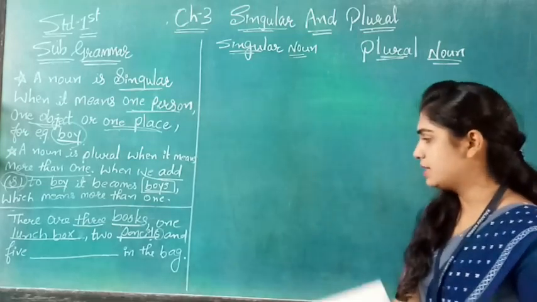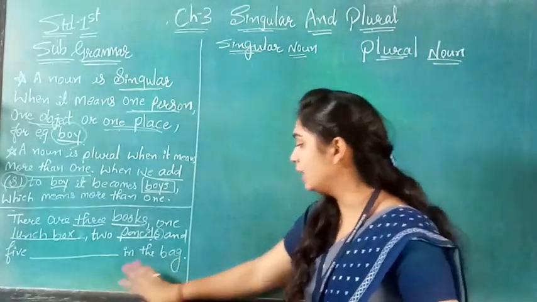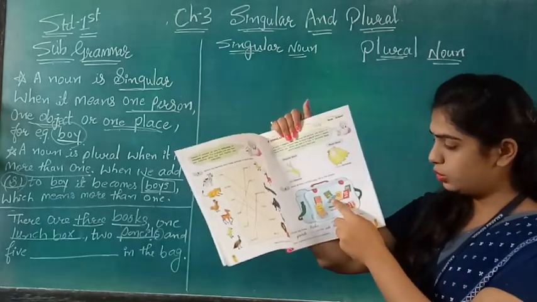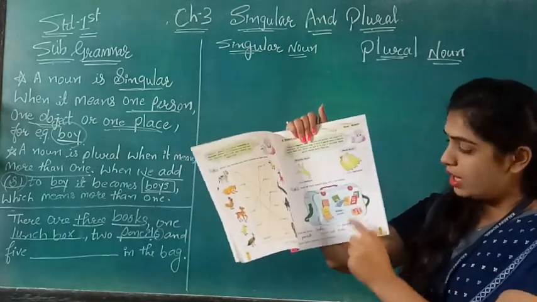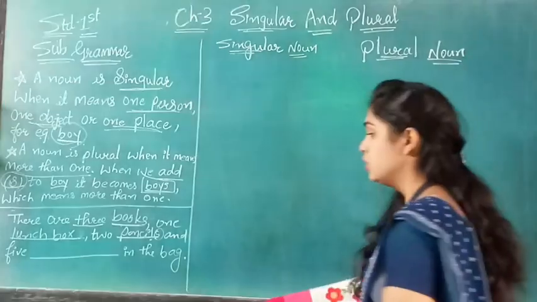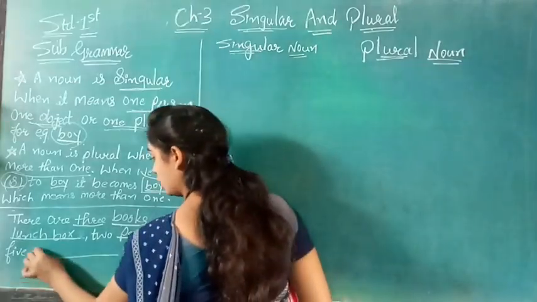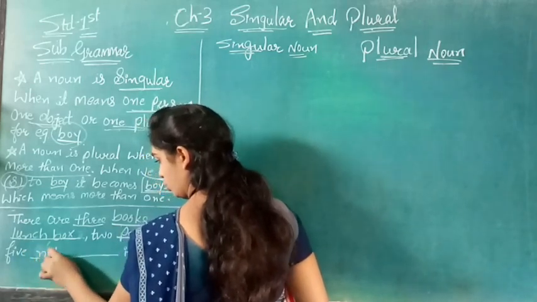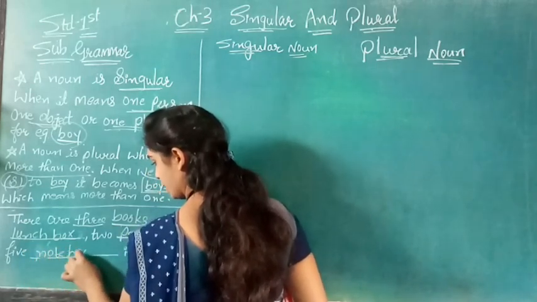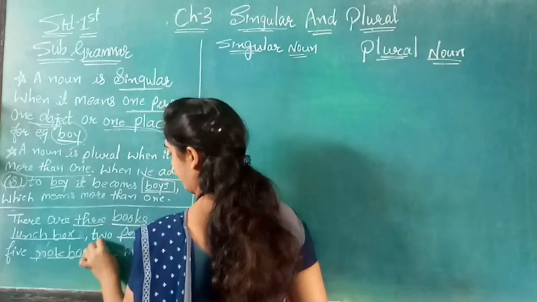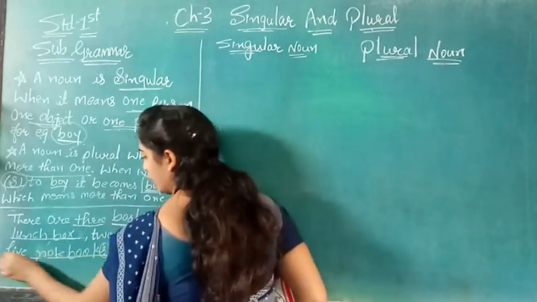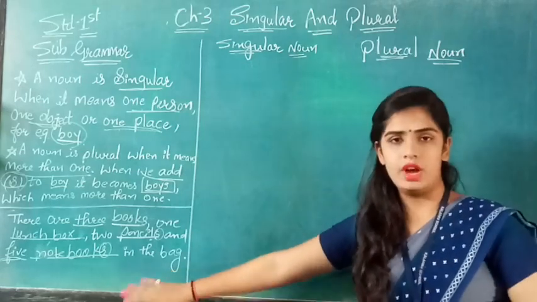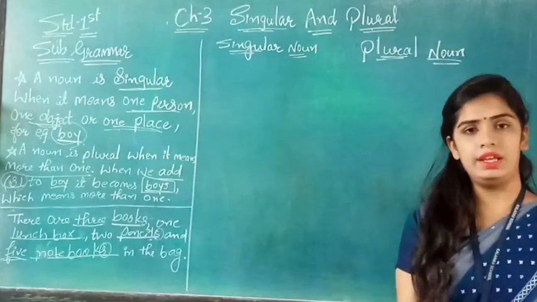Okay. Now next is 5 blanks in the bag. So what is 5? See 1, 2, 3, 4 and 5. We have 5 notebooks. So it is more than one. So here again we will write notebooks. We will add s again. Why s? Because we have given here 5 notebooks. 5 means again it is more than 1. Okay children, clear up till here?